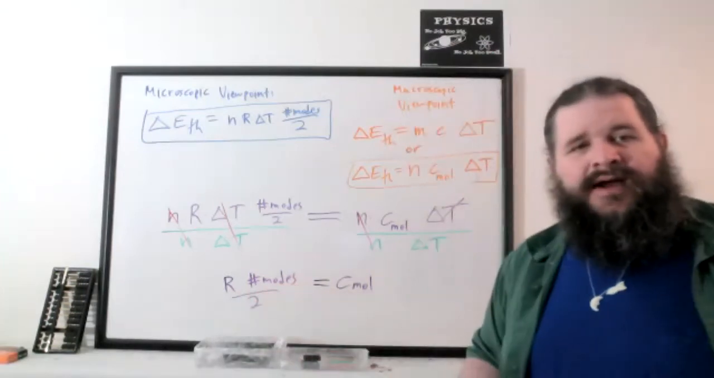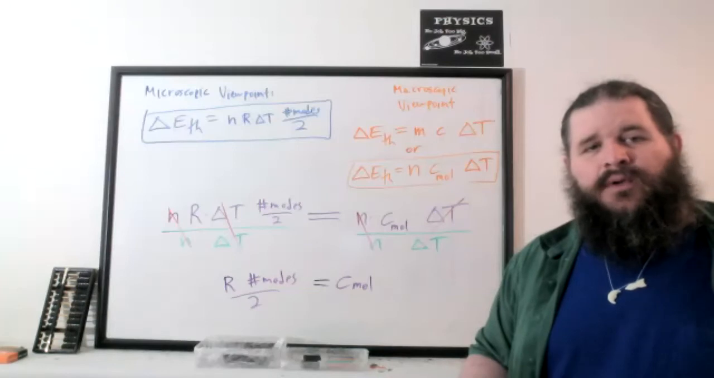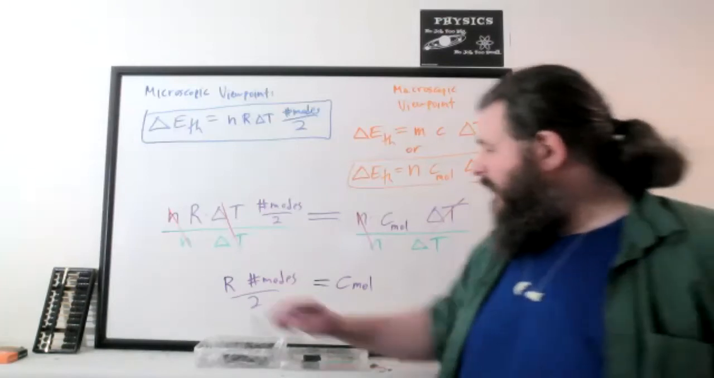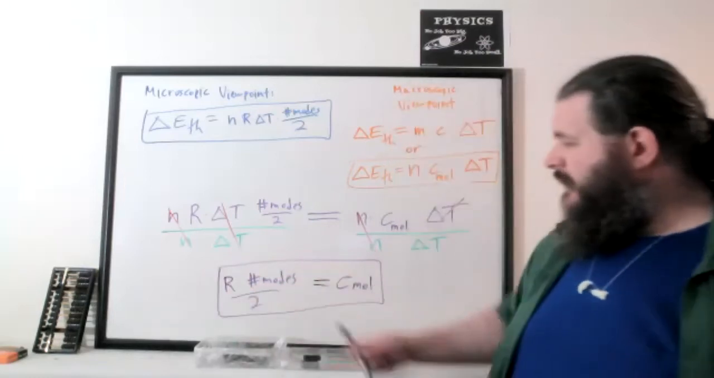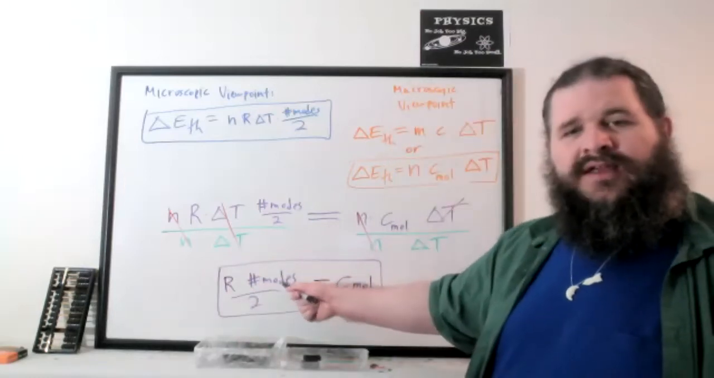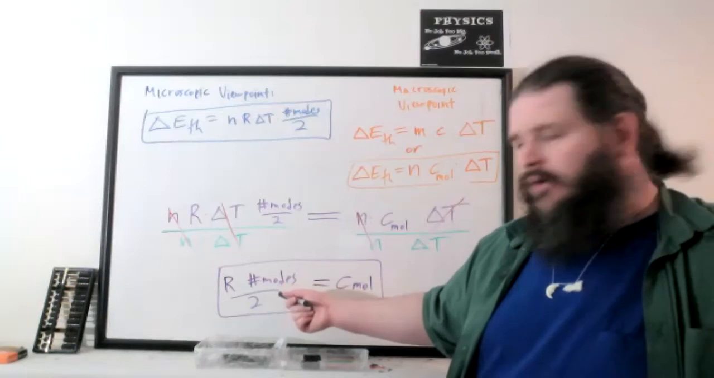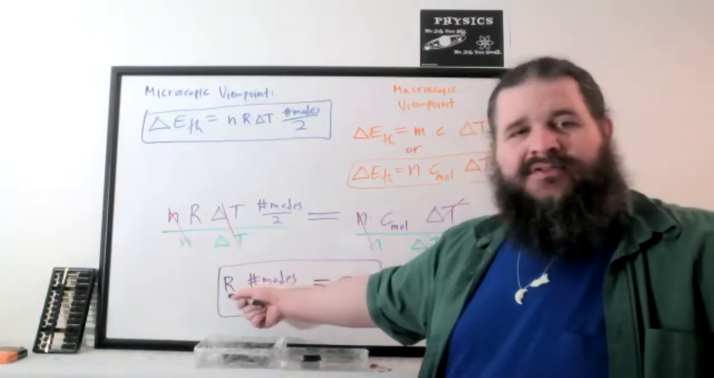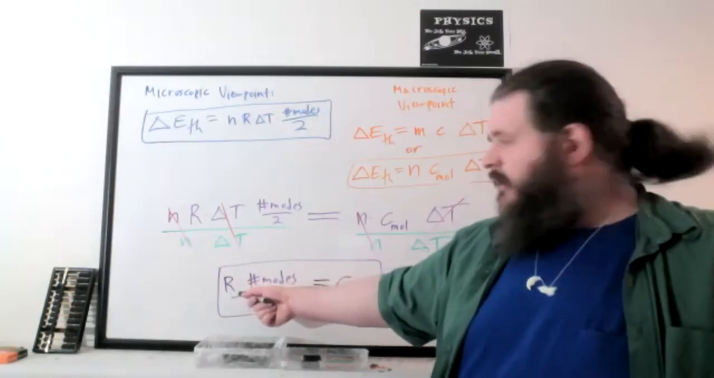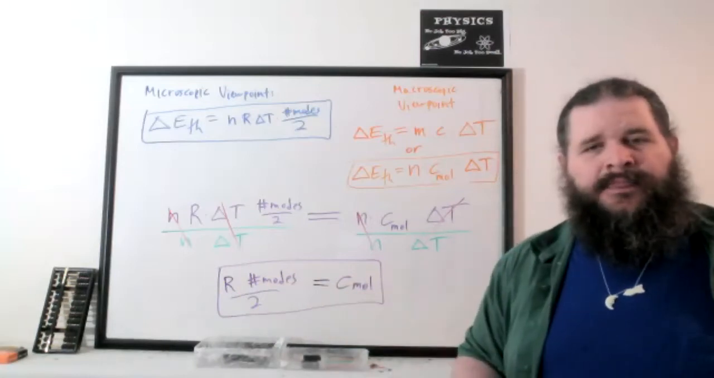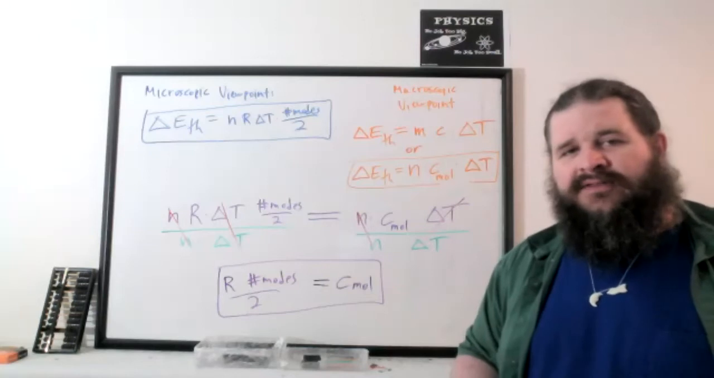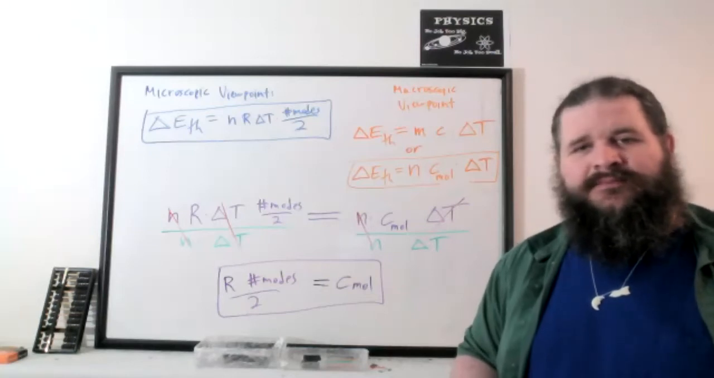So this actually provides a formula for the molar specific heat we should expect for any substance. You take any substance you want. If you know the number of modes, and again, this is per molecule, multiply by the ideal gas constant, which is about 8.31, divide by 2, and that tells you the molar specific heat. So we can use this to predict the molar specific heat for any substance.